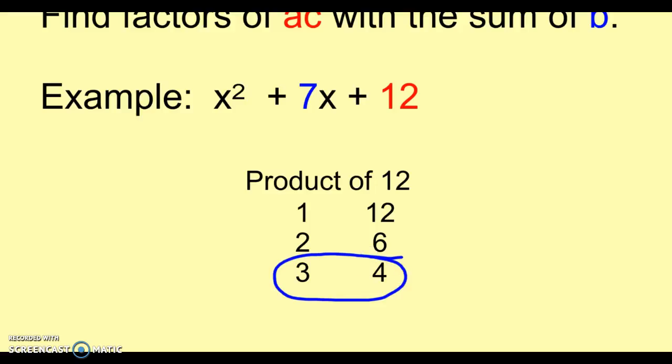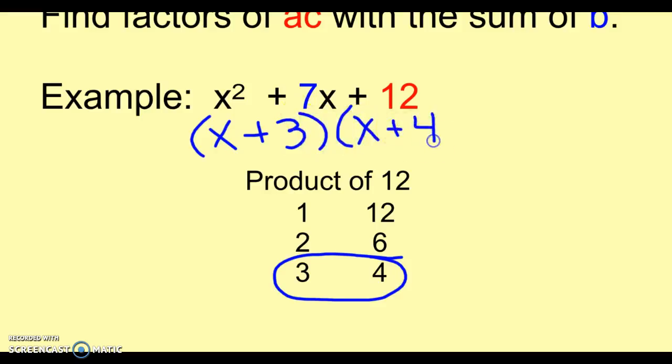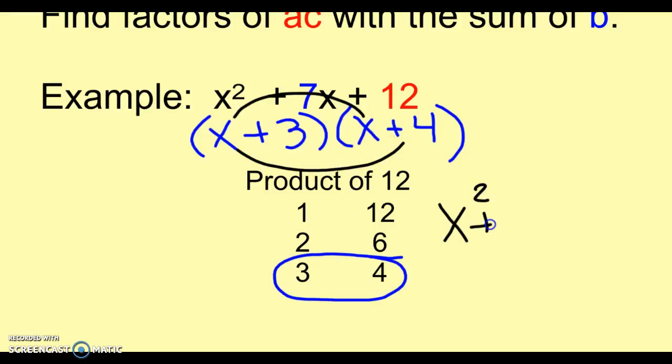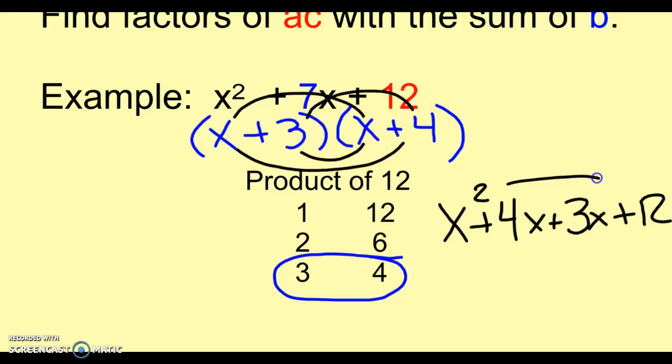So what we're going to do, this is real simple, is just write x plus 3 times x plus 4. That's basically it. It's not always the best method, but we're going to do it that way. You can go back and check. x times x gives you x squared. x times 4 is 4x. 3 times x is 3x. And 3 times 4 is 12. Once you combine your like terms, see how they have to add up to 7.